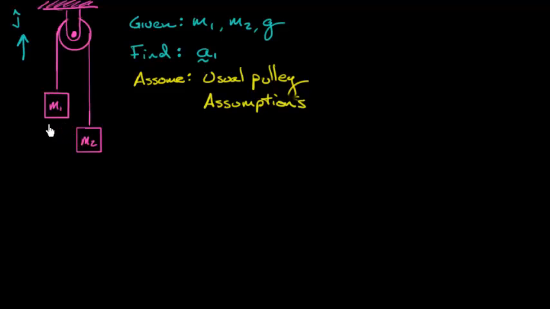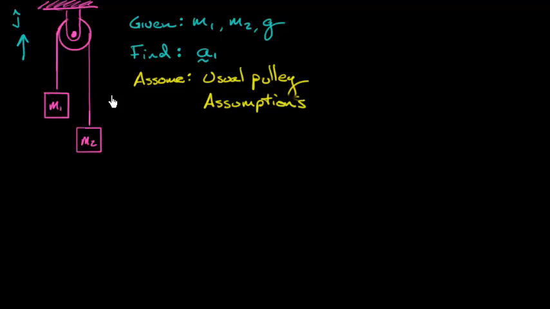Now I'm going to make what I call the usual pulley assumptions. So the pulley is effectively massless and frictionless. The string itself, we'll neglect the mass of that thing, and we'll say the string does not stretch. And that would allow us to make some nice little statements about tensions in the string. We'll get to that in a moment.